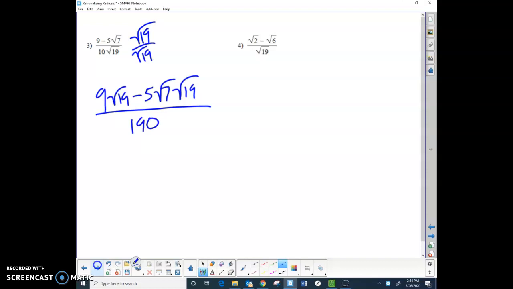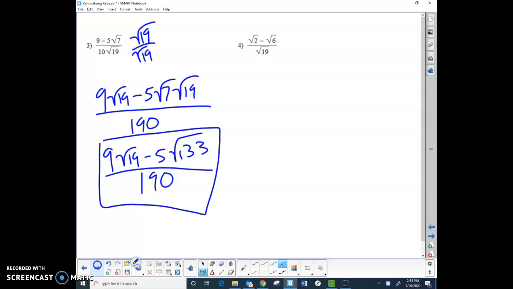All right, so to simplify this, I'm going to combine everything here. So I've got 9 times the square root of 19 minus 5. I can multiply those two together, and I get 133. And on the bottom, I have 190. There's nothing that goes into both 9 and 5 evenly, so there's nothing I can pull out of the top. So this is my simplified answer. Does not look any simpler than what we started with, but this is my rational answer.